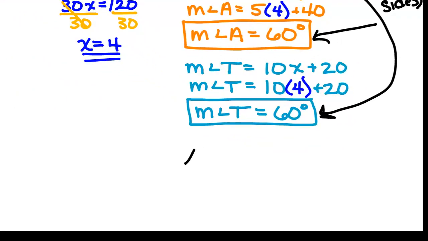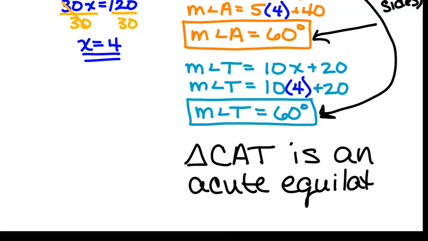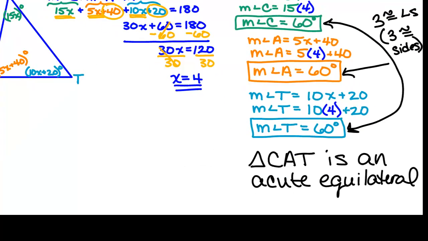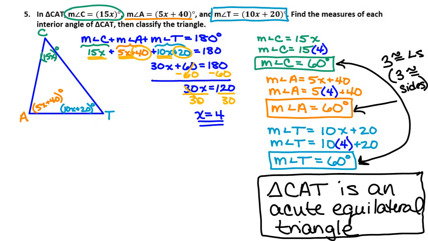Let's see if I can draw a better triangle. Triangle CAT is an acute equilateral triangle. Triangle CAT is an acute equilateral triangle. Nicely done.